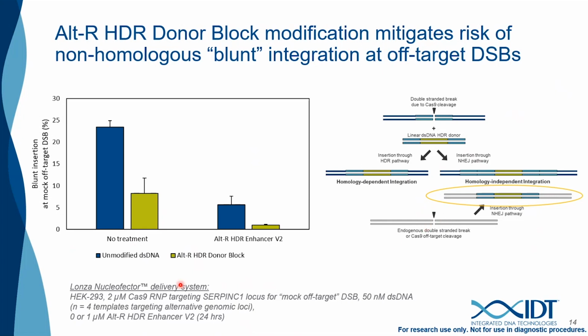If we compare the blunt insertion rates of an unmodified donor versus our donor blocks, you can see that the unmodified double-stranded DNA for these 4 different loci is actually generating about a 25% blunt insertion. By adding our modifications, you can see that this unwanted integration is brought down to about 8%. And what's really nice to see is if you use the V2 enhancer, which should be inhibiting the NHEJ pathway, it does bring this further down to basically background detection levels.